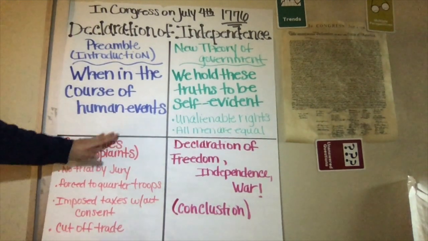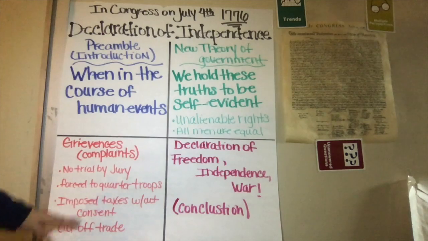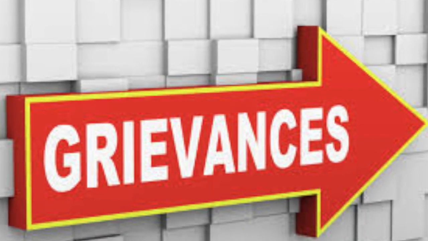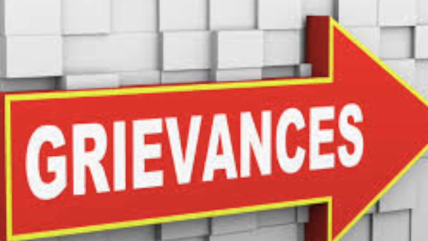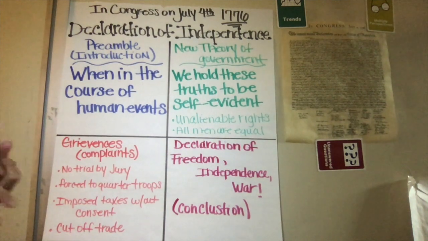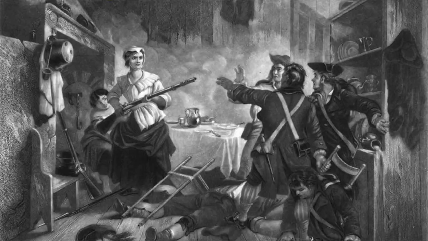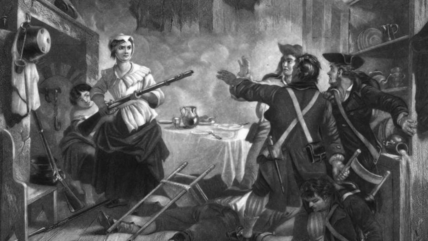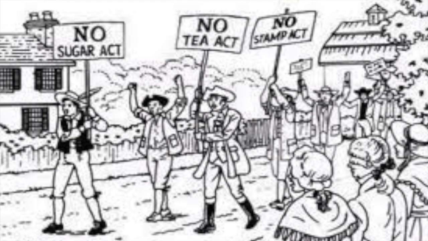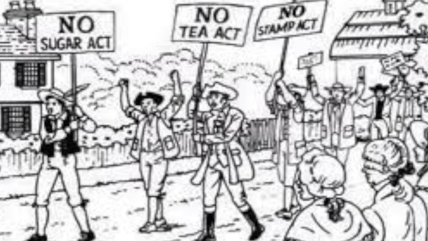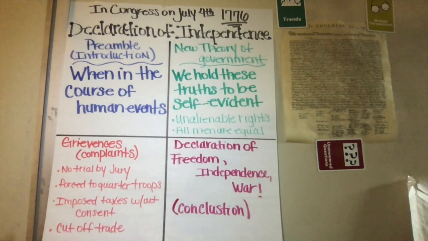Now, most of the body of the Declaration of Independence is made up of grievances. What's a grievance? They were basically complaints. These are the whys to why we're breaking up with you. No trial by jury is a big one. Forced to quarter troops in our homes. Impose taxes without our consent. And then, of course, cut off trade, which is basically mercantilism.